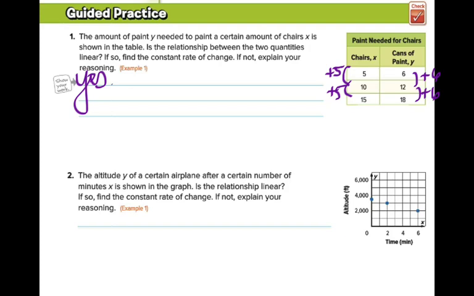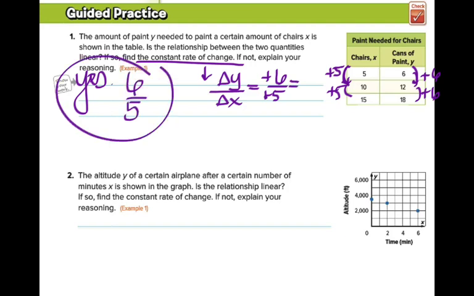Okay, the constant rate of change is going to be my change in y over my change in x. So we're finding the difference in my y's and putting it over the difference in my x's. So if you look at this, my y's increased by 6. My x's each increased by 5. So 6/5 is my constant rate of change. Now again, if you need to simplify that at all, you do. We don't do mixed numbers. Okay, but if this was 12 over 10, we would simplify it to 6 over 5.